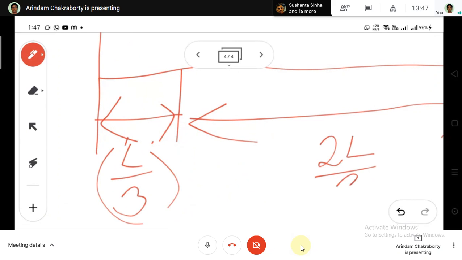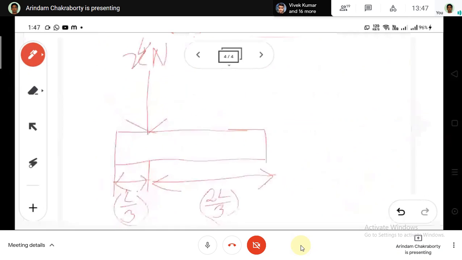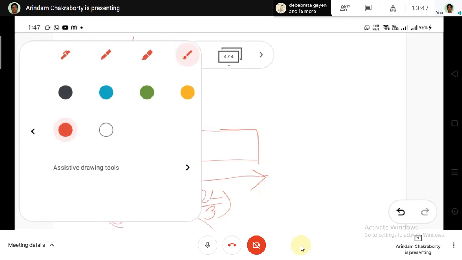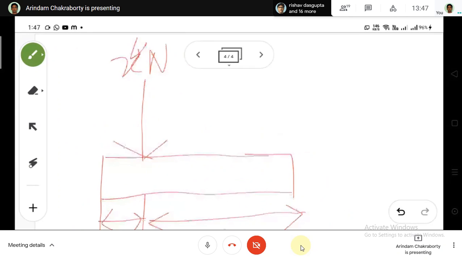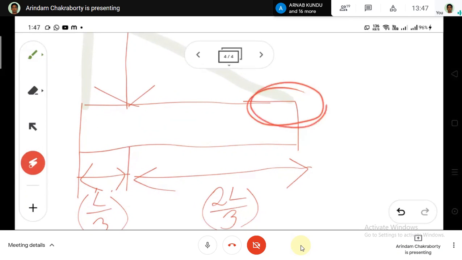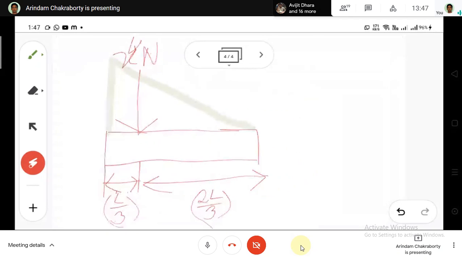L by 3. Now you may ask, sir, on what basis you have done that? There may be a question from your side, so don't worry, I am giving you the answer. Now try to understand, from the lower end it will be 2L by 3, and from the greater end it will be L by 3. Is that clear to you people?